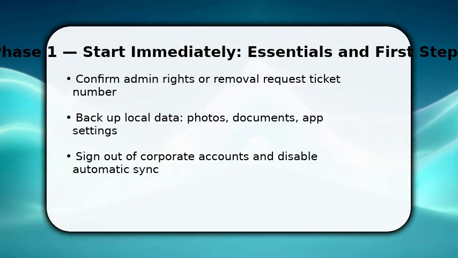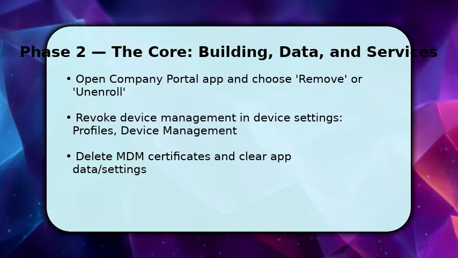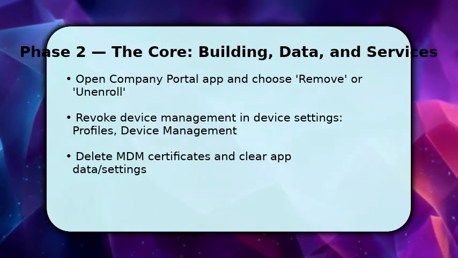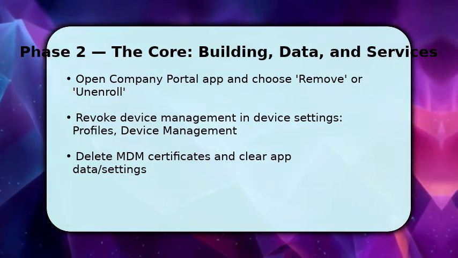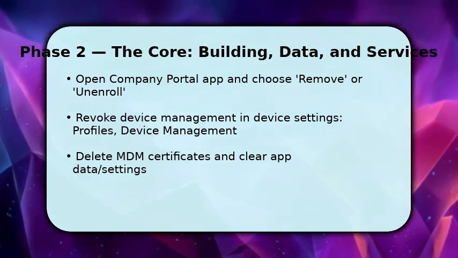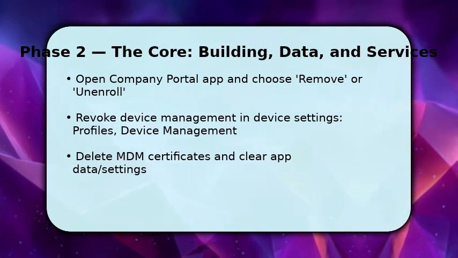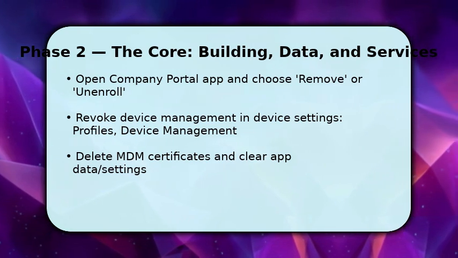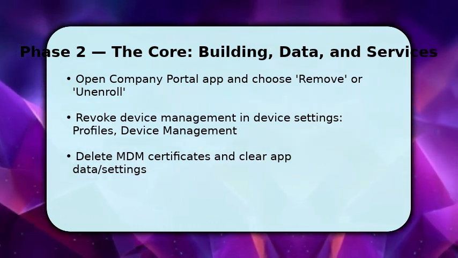You now open the company portal app and select Remove or Unenroll. This notifies the server to unregister the device. If removal stalls, go to Settings, Profiles, or Device Management and revoke the management profile manually. This removes enforced policies. Then delete MDM certificates and clear the portal app data so no residual settings remain. Make sure you're on a reliable network.